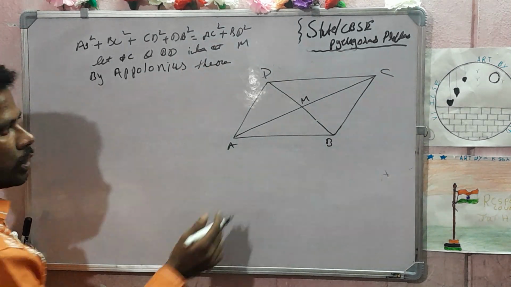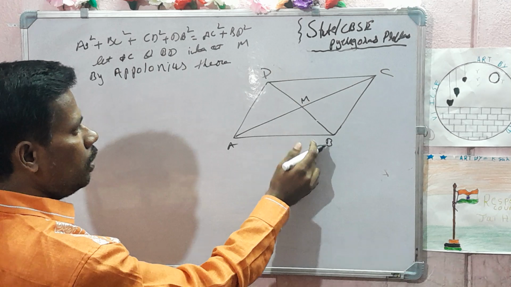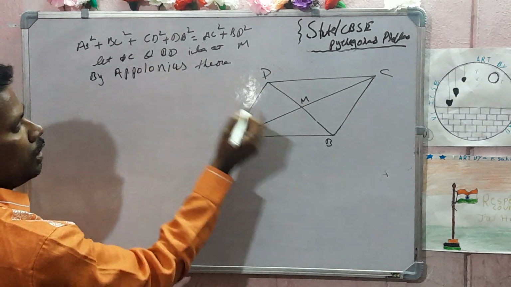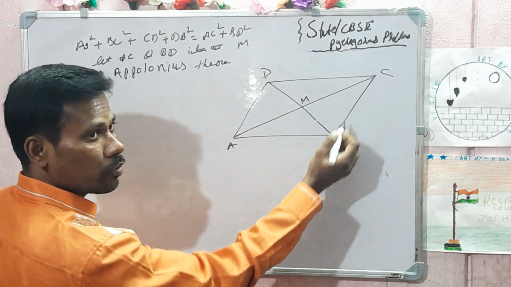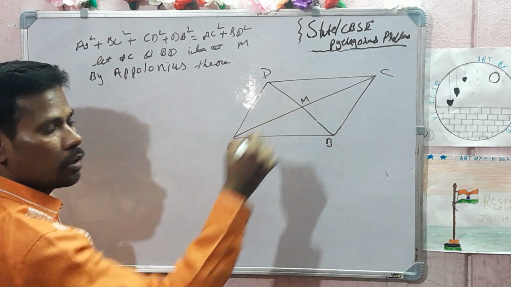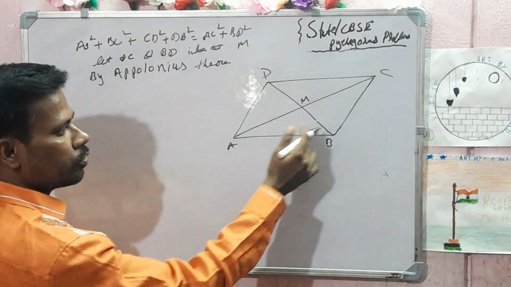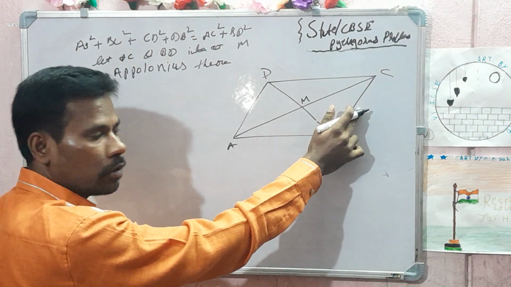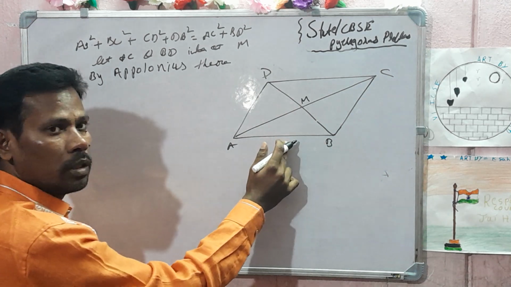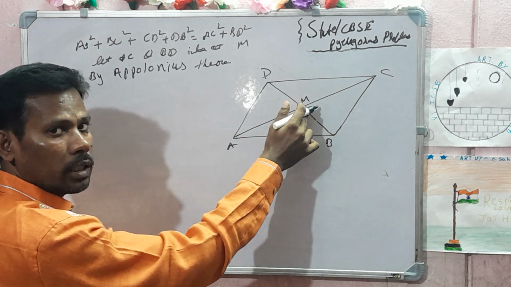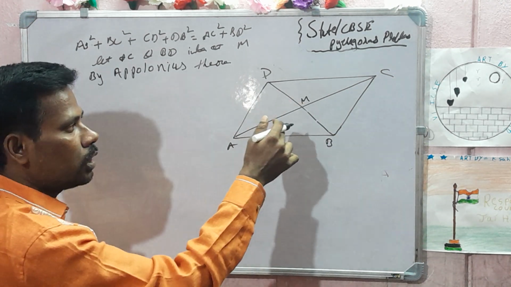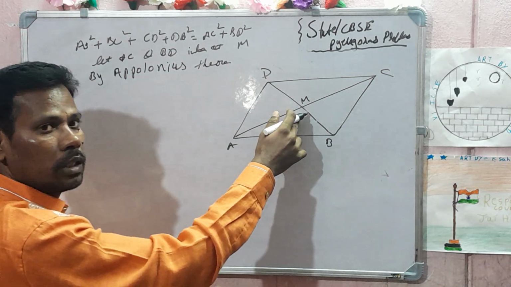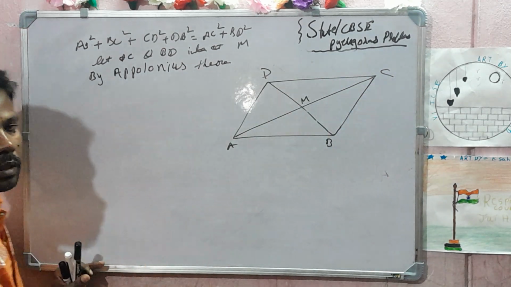What does Apollonius theorem state? The sum of squares of the sides of a triangle is equal to twice the square of the median plus twice the square of half the side of the base.